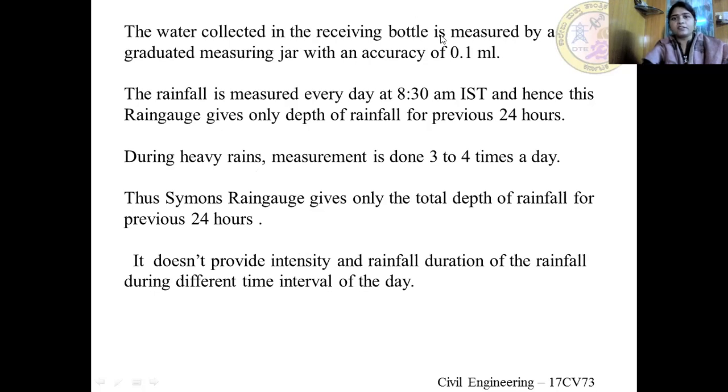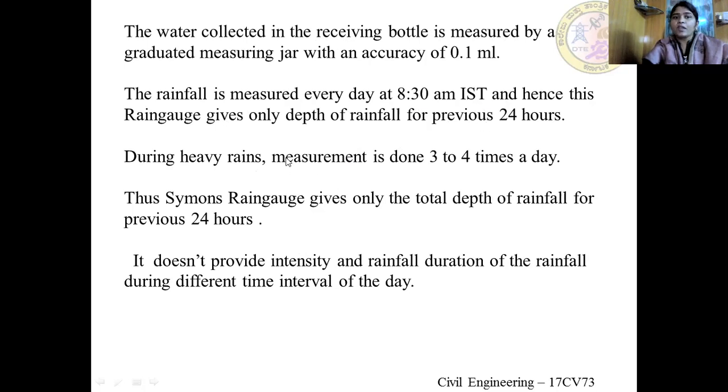The water collected in the receiving bottle is measured by a graduated measuring jar with an accuracy of 0.1 ml, which means the person who is collecting should be very careful. There should be no errors. Water shouldn't be spilled. Very carefully, he has to pour it into the measuring jar and he has to record it. So this rainfall is measured every day at 8:30 a.m.